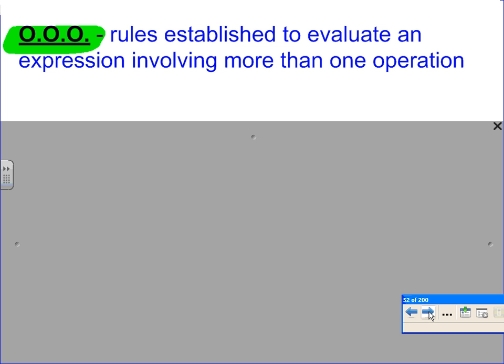So OOO, order of operations. This is a review, so I'm skipping around a little bit because you guys have learned this before. Okay, and then there's one more definition after that. So rules established to evaluate an expression. We know an expression is a part of math that does not have an equal sign. We know evaluate means solve. So we're solving order of operation problems.